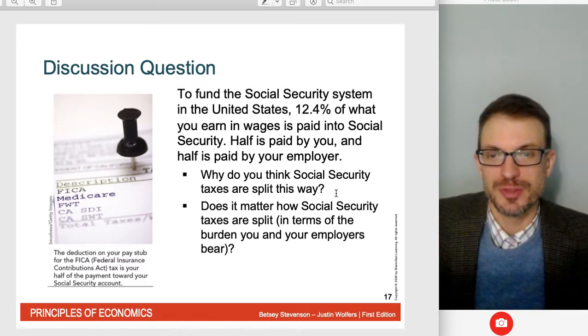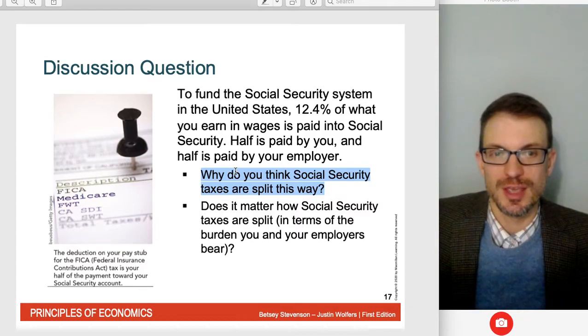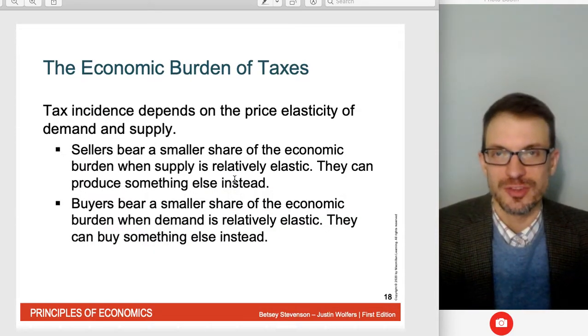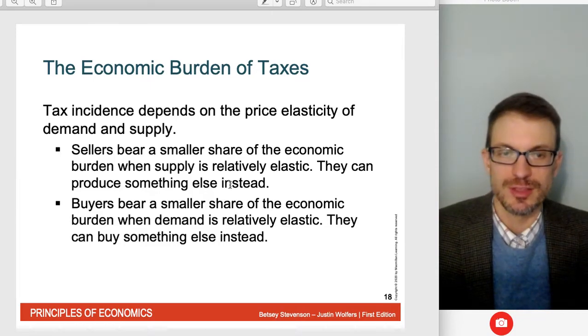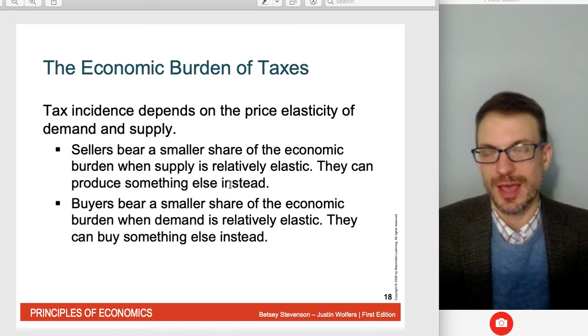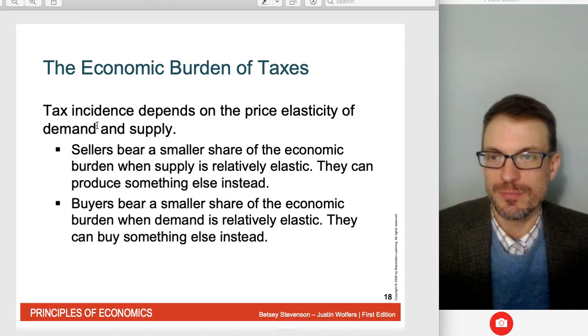Why are taxes split this way? Oh, it's politically expedient. It's a lot easier to get this passed if we say, we'll pay half, you pay half, because people like the 50-50 split, even if it's just 50-50 in name alone, when the reality is one side or the other bears a larger burden.